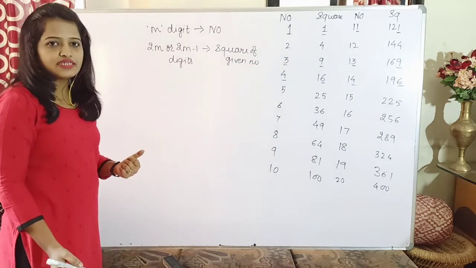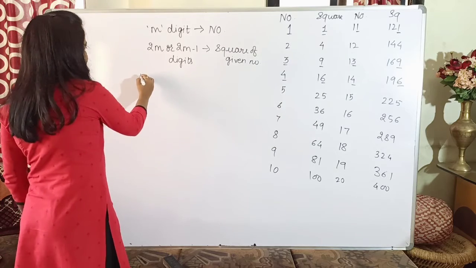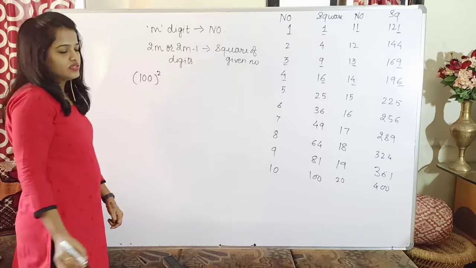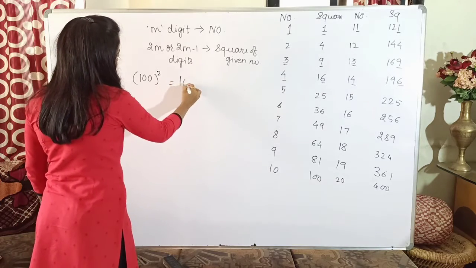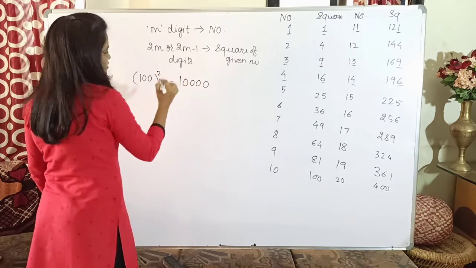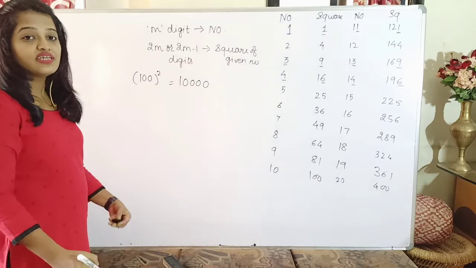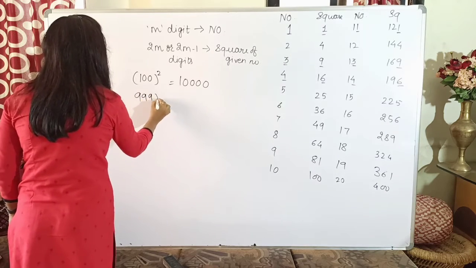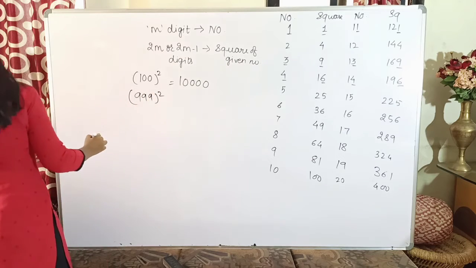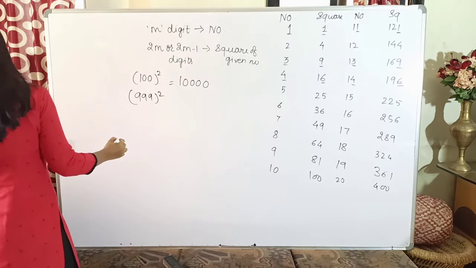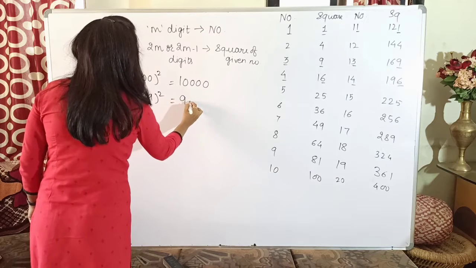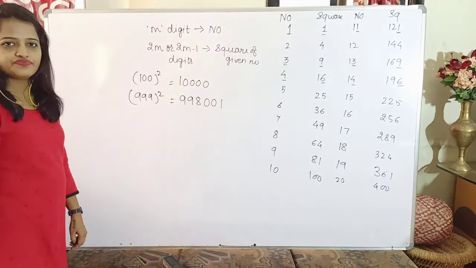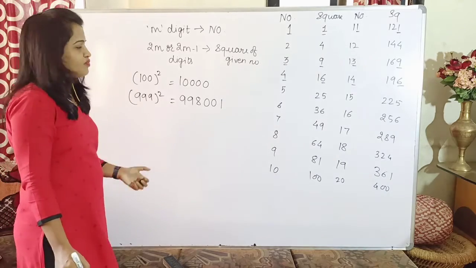Which is the smallest 3-digit number? 100. Okay, what is the square of 100? It is 10,000. And which is the largest 3-digit number? 999. And what is the square of 999? It is 998001.